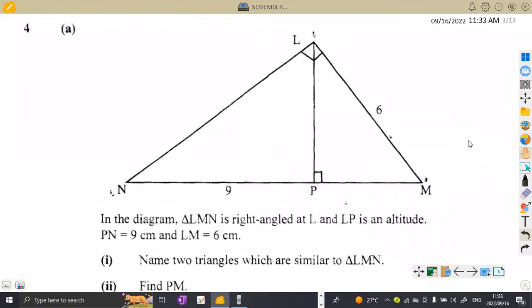So on question 4, it's a question on similarity, similar figures. I talked about this type of question on another question paper, if you still remember, guys, if you're watching our videos. There are some triangles where, when you try to find similar figures, you have to work with the diagram. As you can see, it's not direct, because here we need two triangles which are similar to triangle LMN.